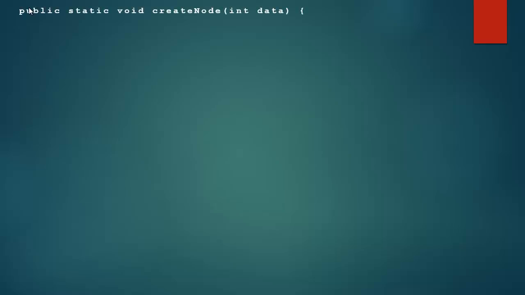Now public static void createNode. So what do we do over here? We take a parameter, int data. As you saw in the main function, I created nodes. This is that function. So node equal to new Node(data). We have seen this before. This creates the node instance and allocates memory to it with the new keyword.